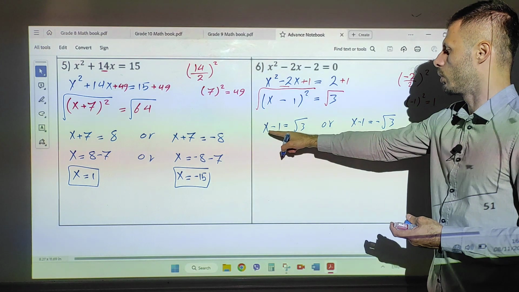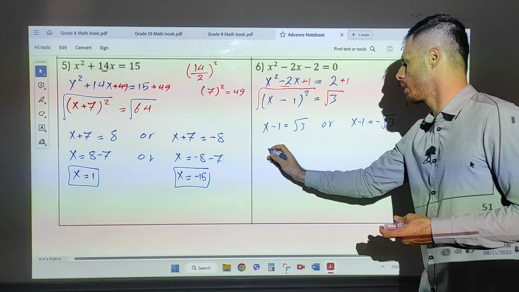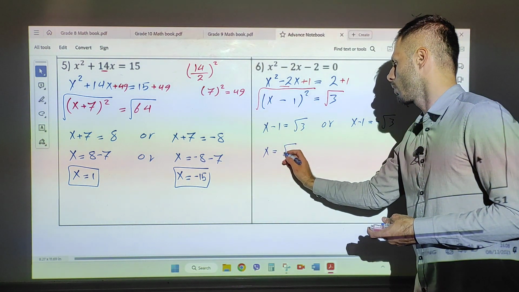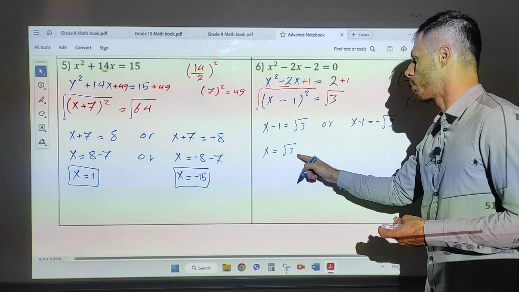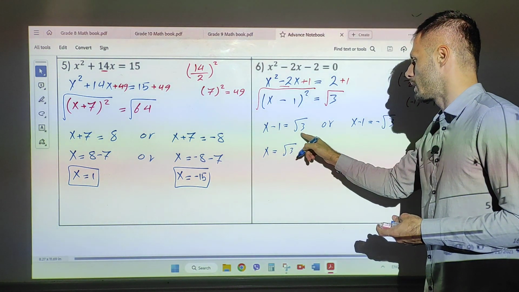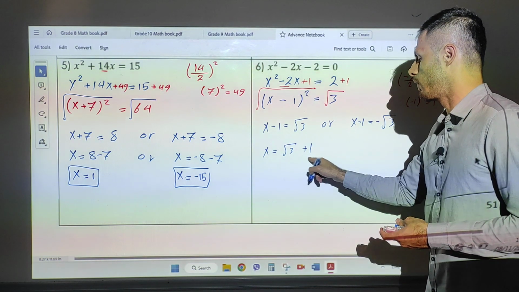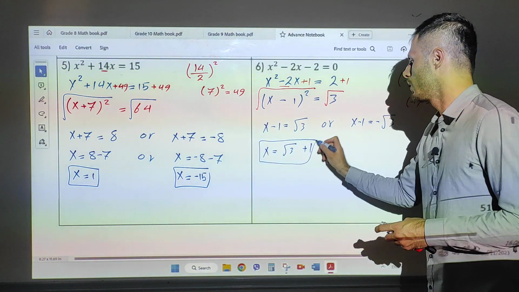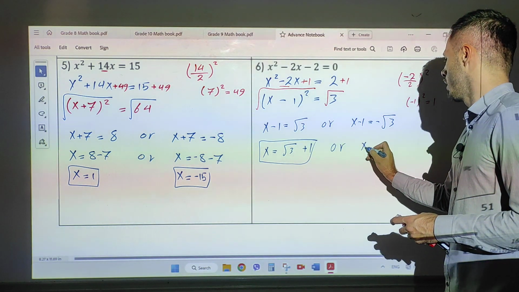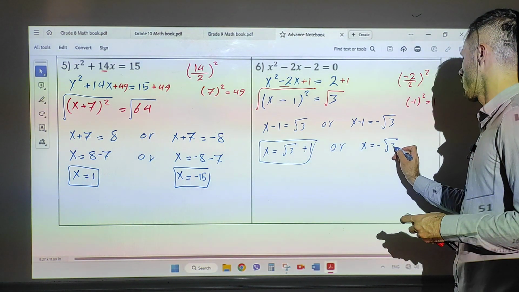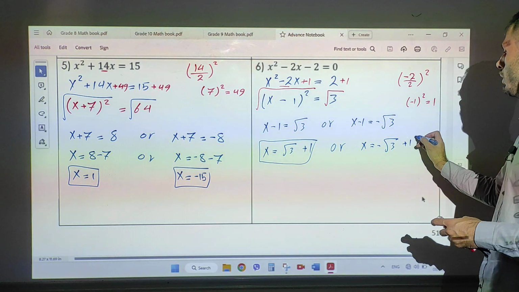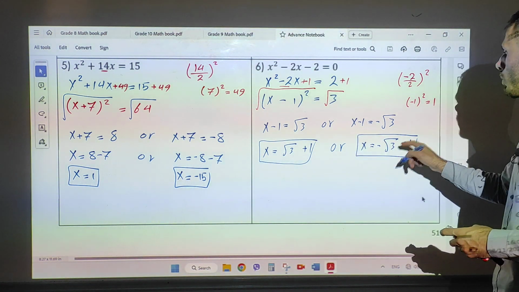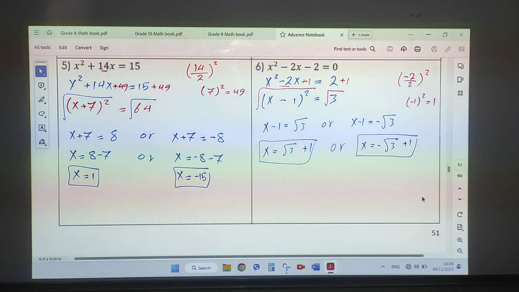We just want to have x on one side, move that. x equals square root of 3 plus 1. Be careful, you cannot say 3 plus 1, because the 1 is outside the square root. You cannot say 4. It will stay just like that. This is the final answer. Or x equals negative square root of 3 plus 1. These two answers we have for this question.